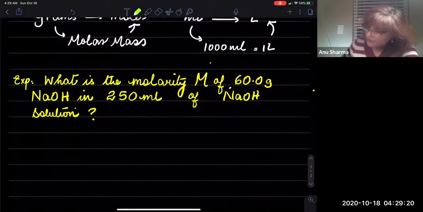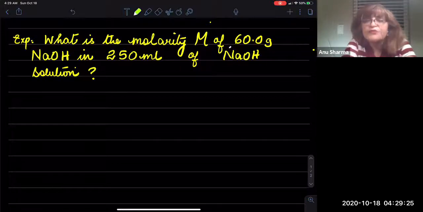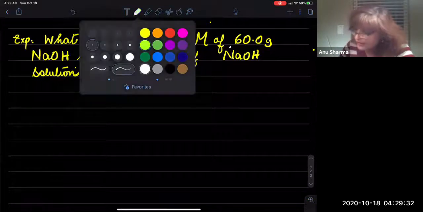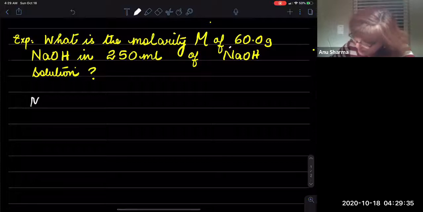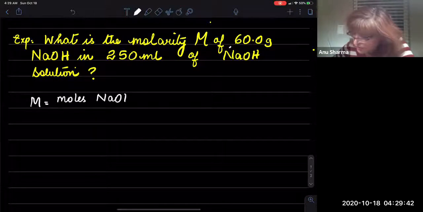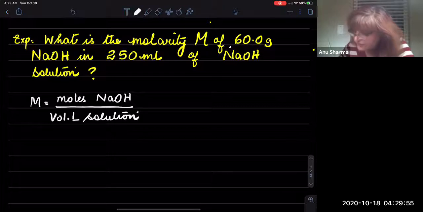Okay, so we are going to look at this problem. What is the molarity M of 60 grams of NaOH in 250 milliliters of NaOH solution? So first of all, always write down the formulas. The formula is that molarity M is equal to the number of moles, in this case of NaOH, so the moles of NaOH over the volume in liters of the solution.